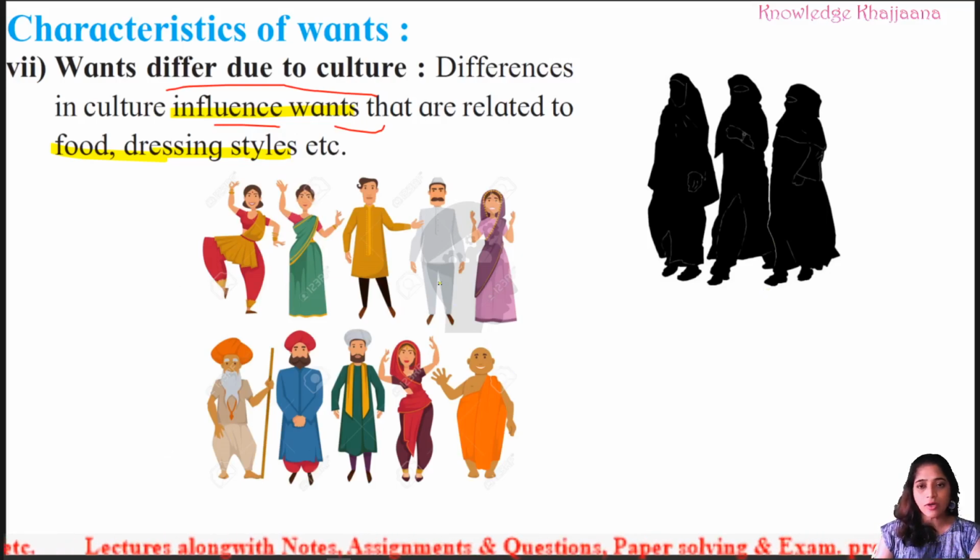Variables means what? When the season varies, want varies. Culture varies, want varies. Age varies, want varies. Varies means changes. Age changes, want changes. So these are the different characteristics of want.